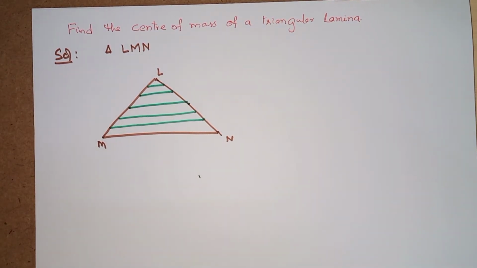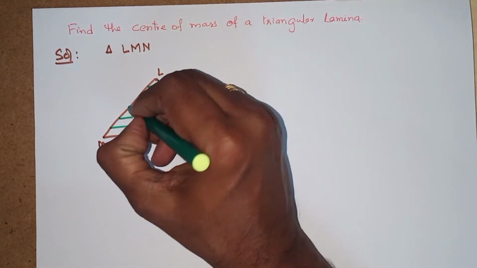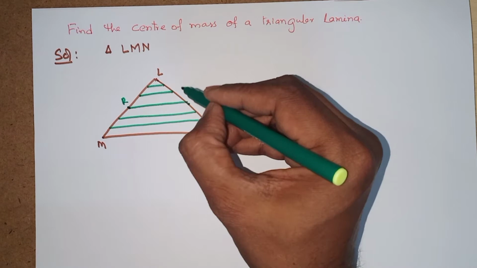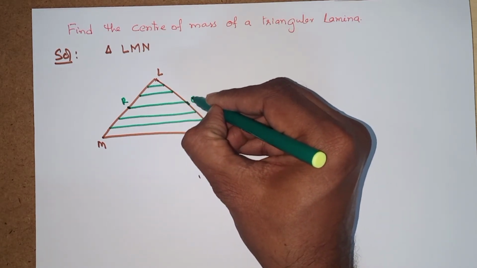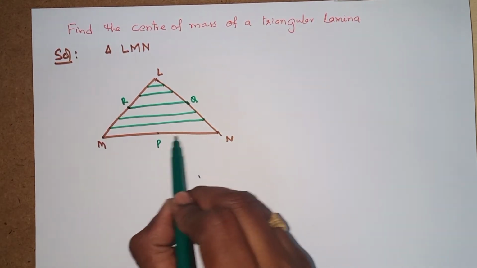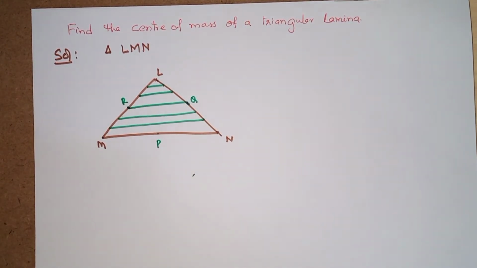The midpoints are R, Q, P on the sides, so we have M, N, P, Q, R. Now how to move further, because the coordinates and sides are not given? Based on geometry, we will try to calculate the center of mass. This is a thick sheet.